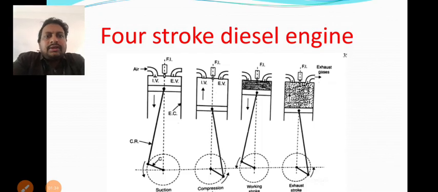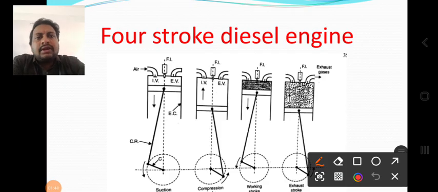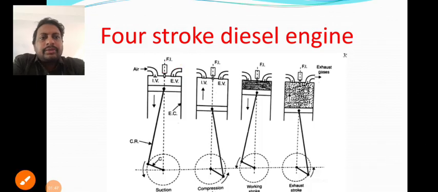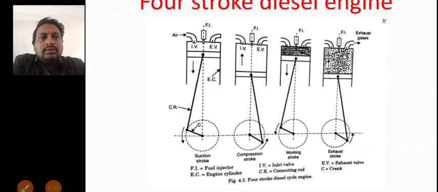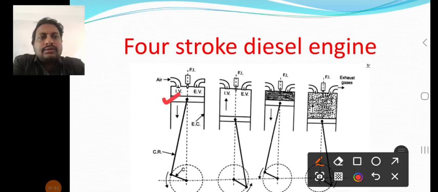So we have an inlet valve and an exhaust valve. Here IV is the inlet valve and EV is the exhaust valve. Then we have a fuel injector at the top. This is the piston. This is the TDC and this is the BDC.